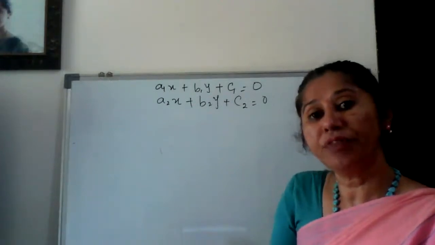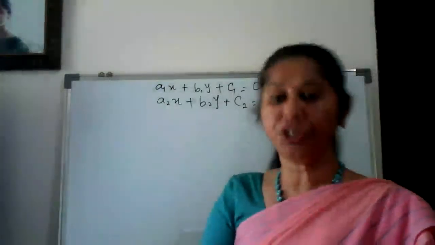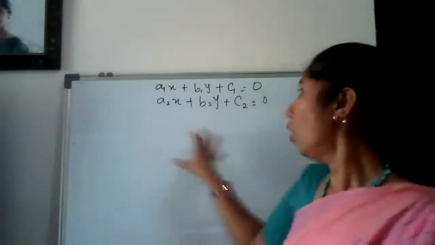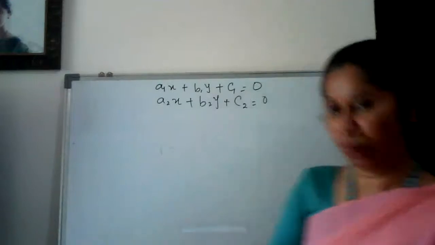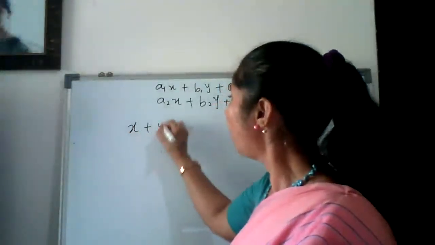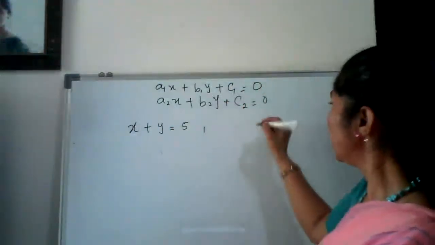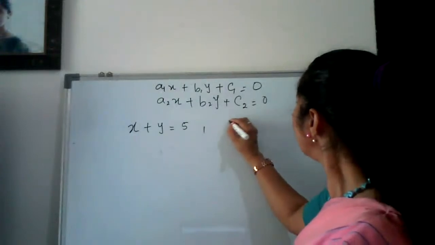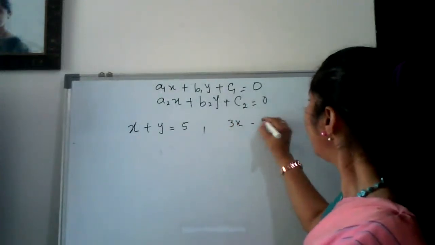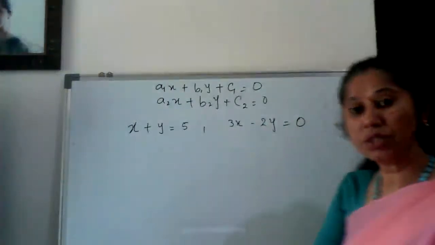And then we learned about different methods of solving it. Right now we are going to go with the conditions for it. Now, when we talk about these two equations, let us take one example here. Suppose I take x plus y is equal to 5 and say the other equation is 3x minus 2y is equal to 0. Okay, these are the two equations.